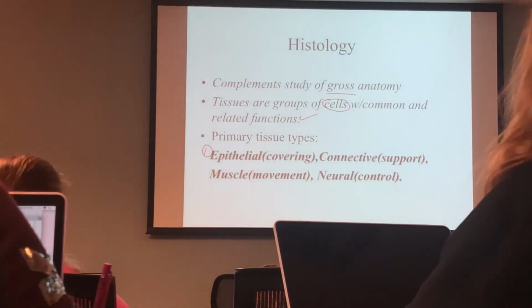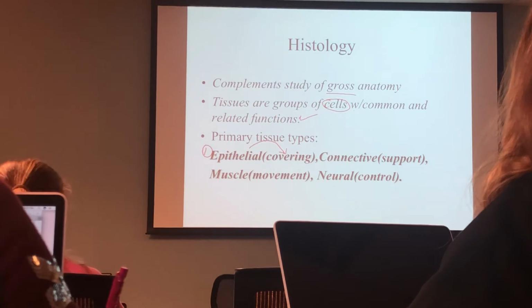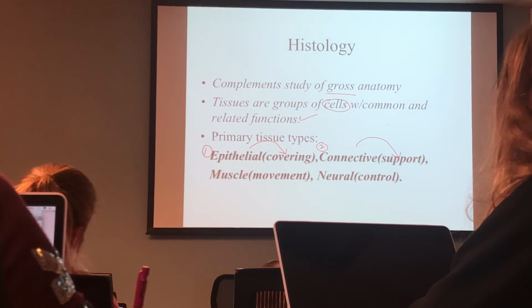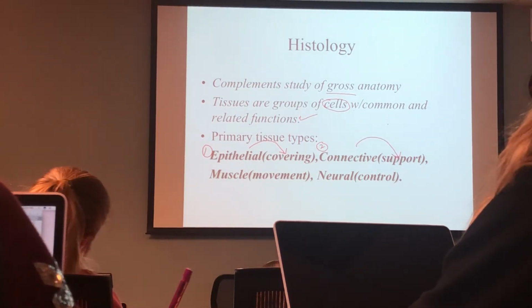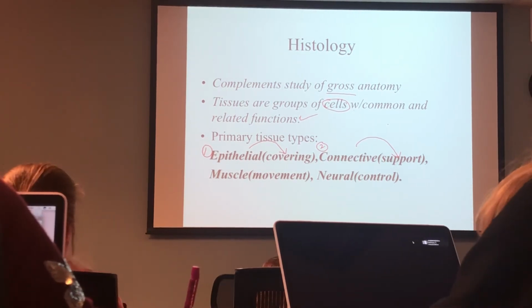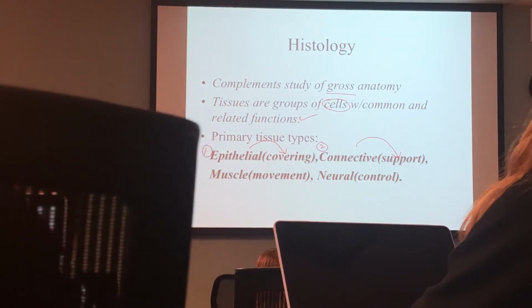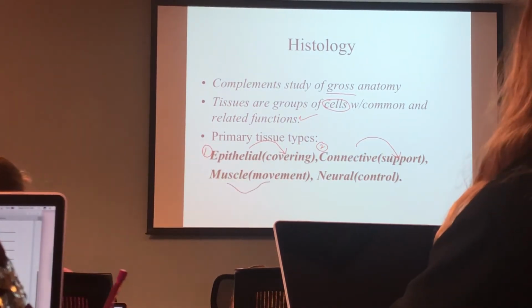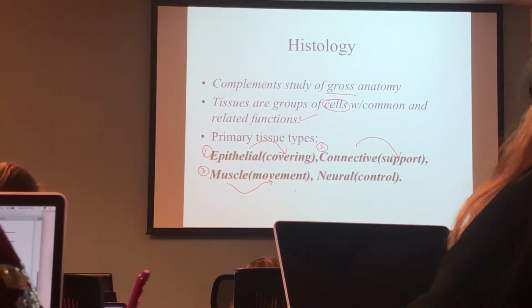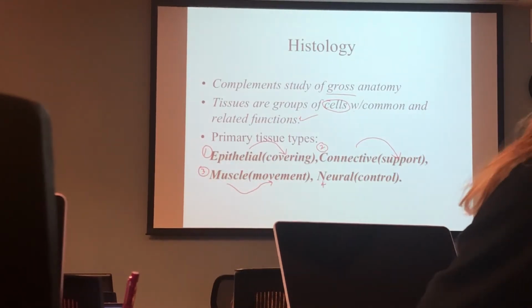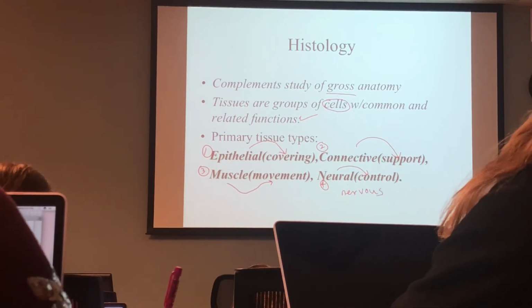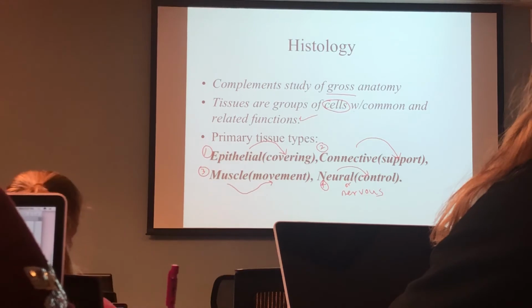You have epithelial. The basic function of epithelium is to provide some kind of covering or lining. Next one is connective tissue, which provides support. It's a rather large umbrella. Connective tissue involves bone, ligaments, cartilage, so forth. You'll see blood also, adipose. Muscle is involved in movement, whether it's body movement or visceral movement. And finally, neural tissue, it's all about control. Nervous or neural, either term's correct.